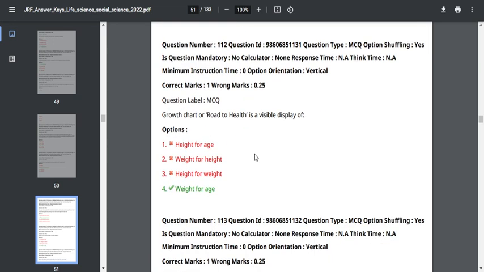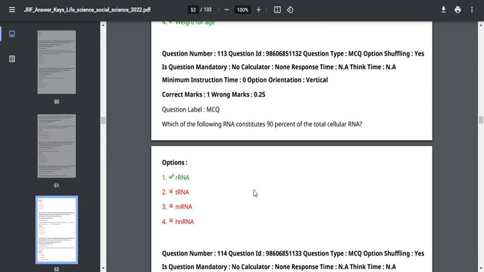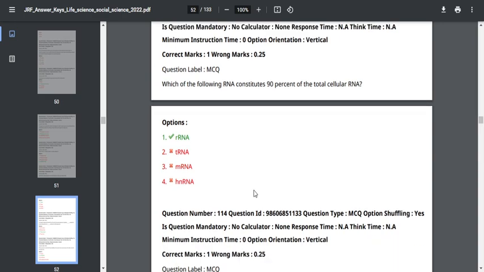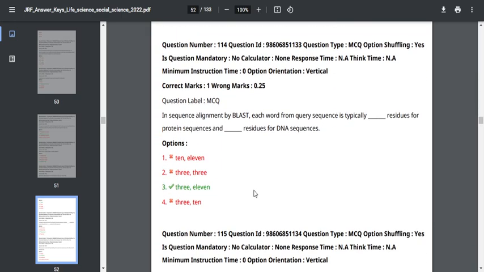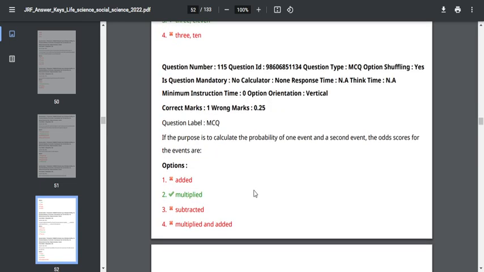Growth chart or road to health is a visible display of weight for age. Which of the following RNA constitutes 90% of total RNA? It is ribosomal RNA, which makes up 90%. In sequence alignment by BLAST, each word from the query sequence is typically, the word size for protein sequence is 3 and the word size for nucleotide sequences is 11. If the purpose is to calculate the probability of one event and a second event, the odds score for the events should be multiplied.